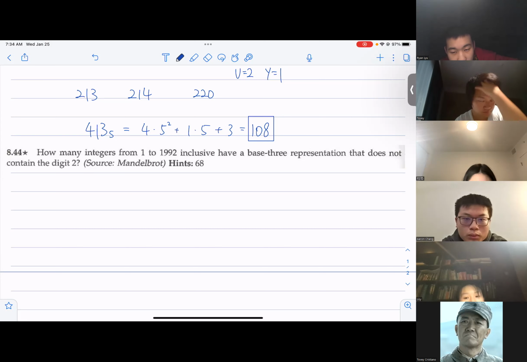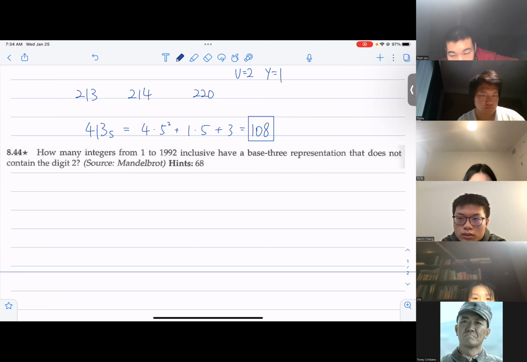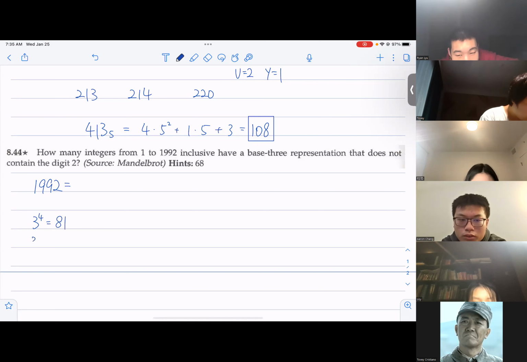So why don't we convert 1 and 1992 to base 3 first? So 1992 to base 3. The highest power of 3 that is just below 1992 is 3 to the power of... let's write it down. 3 to the power of 4 is 81, right? Yeah, 3 to the power of 5 is 243.